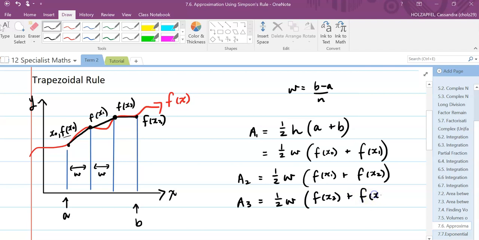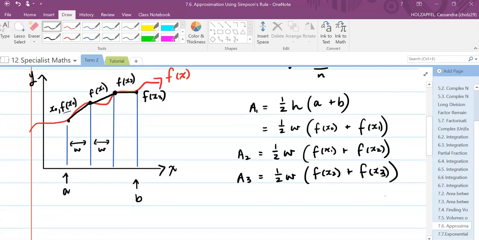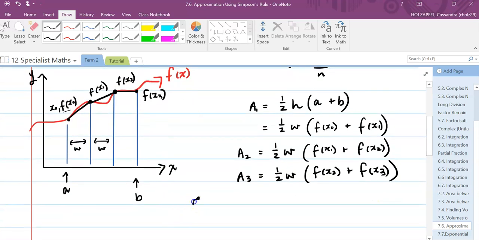Okay, so let's go ahead and add up all these values. We're trying to approximate the area from A to B of this function here in red, and we're approximating that by adding up all of these areas. So we end up with a half width of our first function. I'm just going to write f of 1 to make it a little easier, rather than having to write f of x0.